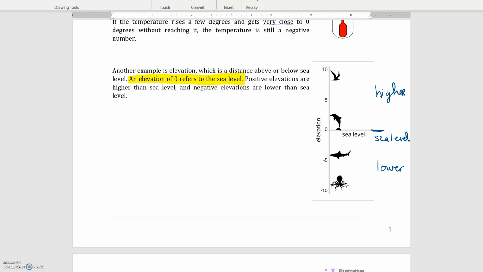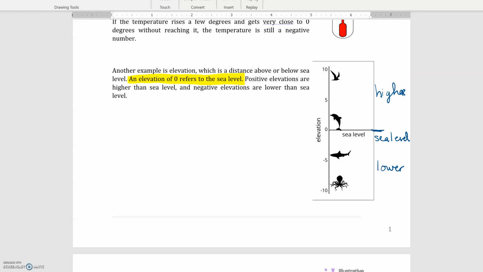So in this diagram, if you were to just describe the situation here, you can see that the bird and the dolphin are above sea level in the diagram, have positive elevations, and then the shark and the octopus are below sea level and have negative elevations.